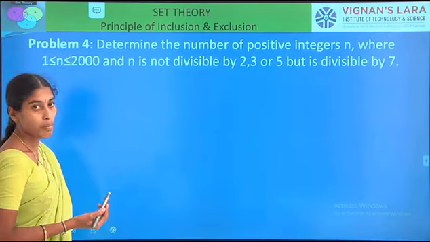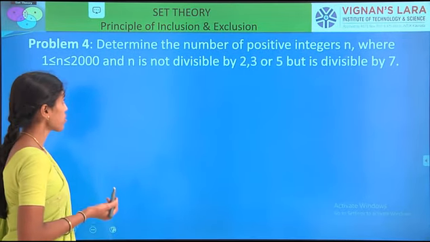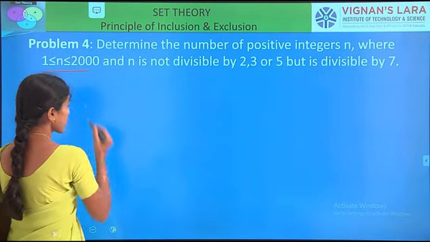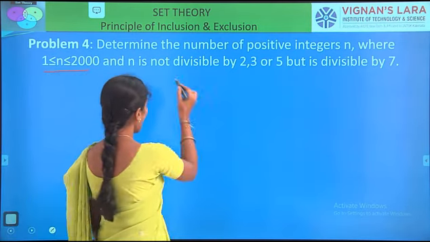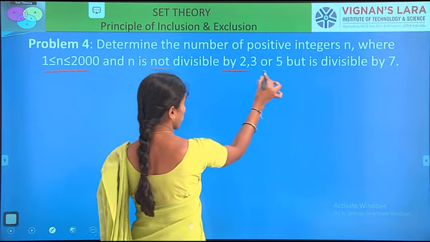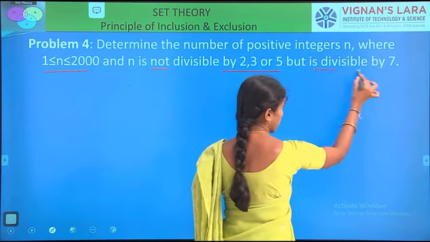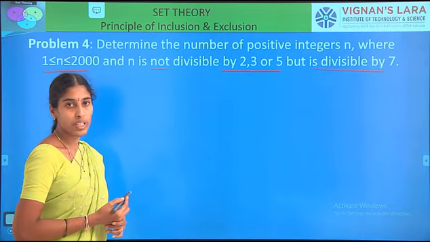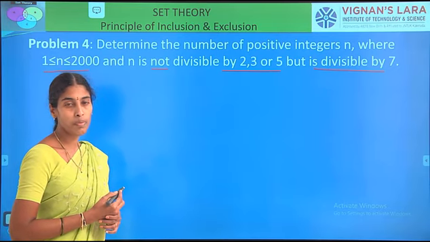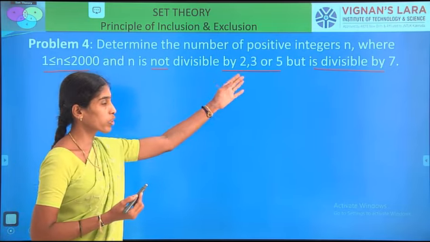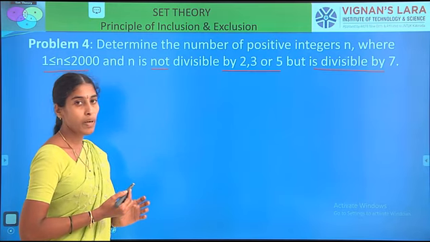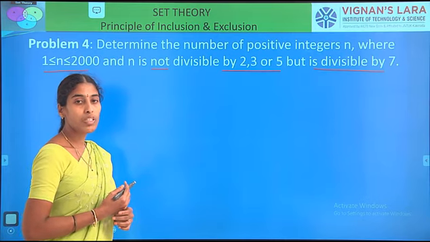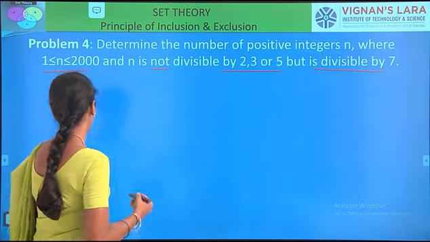Now we will see the next sum. Already we discussed in the previous class three problems. Determine the number of positive integers n where n lies between 1 and 2000 and is not divisible by 2, 3 or 5 but divisible by 7. So we need to calculate the number of positive integers less than or equal to 2000 which are not divisible by 2, 3 or 5 and which are divisible by 7. How many such integers are there? We need to calculate using the principle of inclusion and exclusion.